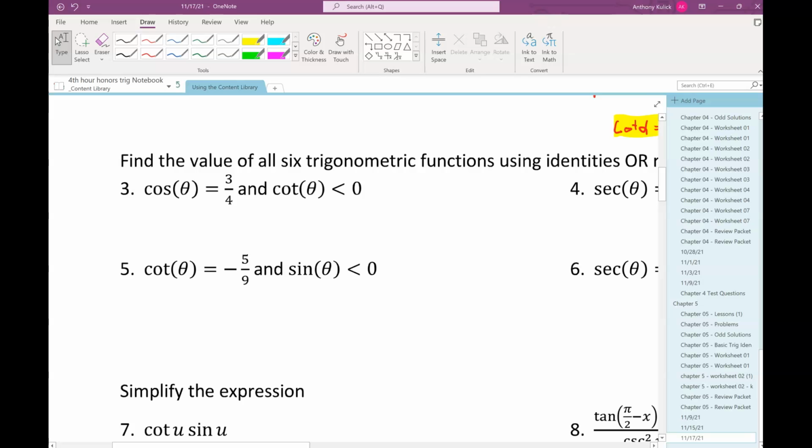Okay, so they just want the 6 identities here. So we already have cotangent. From that, immediately I can get tangent because they're just reciprocals. Then I'm going to use the Pythagorean that involves cotangent because that's the only piece that I know. So that says 1 plus cotangent squared is equal to cosecant squared.